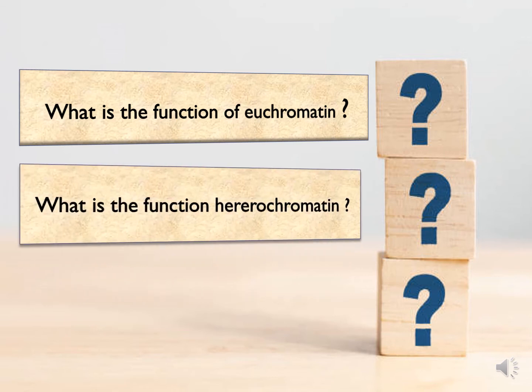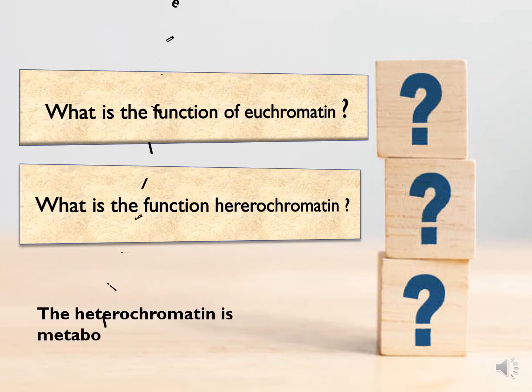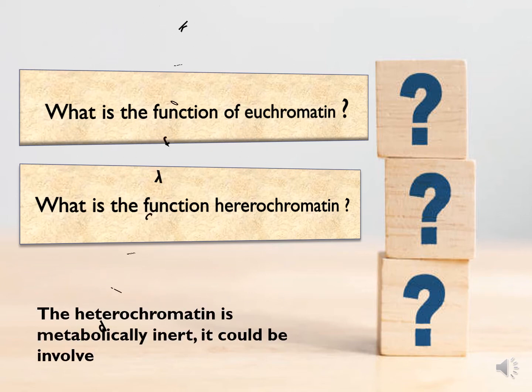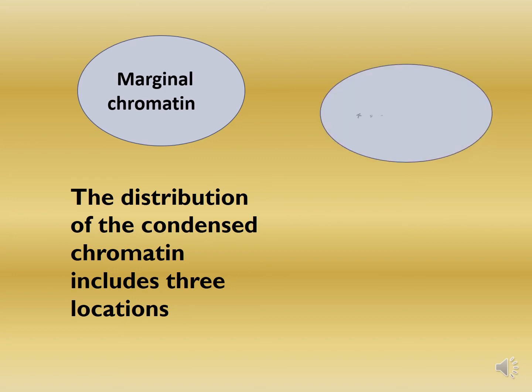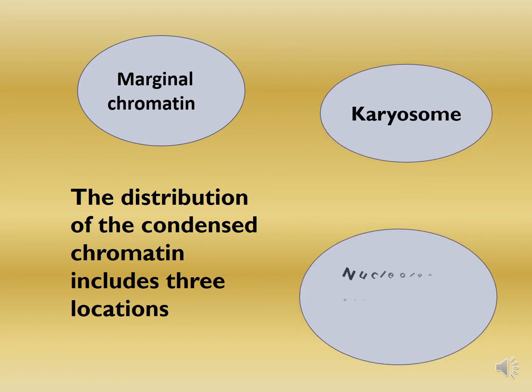What is the function of heterochromatin? The heterochromatin is metabolically inert. It could be involved in cytoskeletal function. The distribution of condensed chromatin or heterochromatin includes 3 locations. These are marginal chromatin, karyosome, and nuclear associated chromatin.